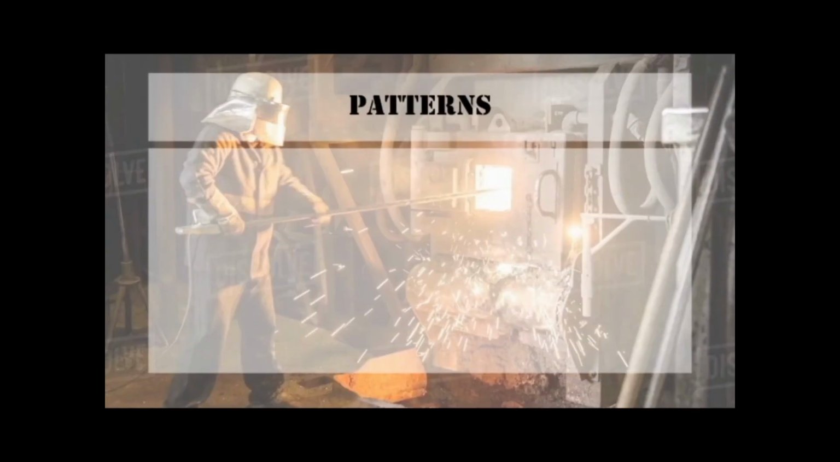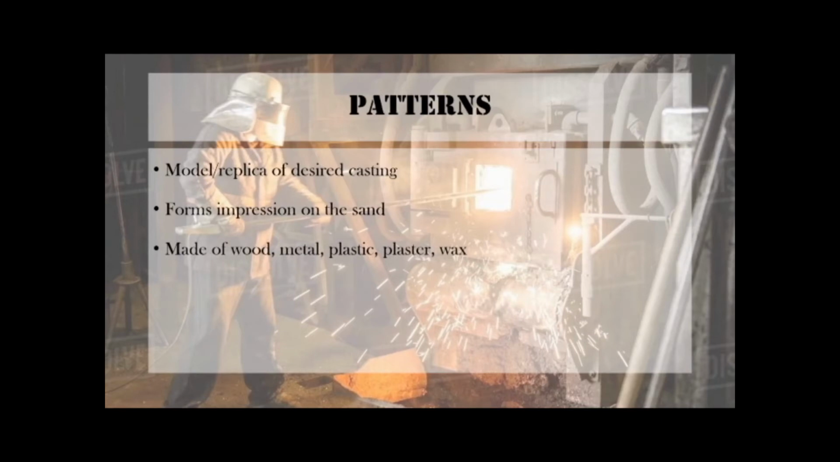Before casting a metal, we have to prepare its model, which is called the pattern. Using this pattern, we will prepare the mold. The quality and accuracy of casting depends on this pattern. We can use wood, metal, plastic, plaster, or wax for making patterns.